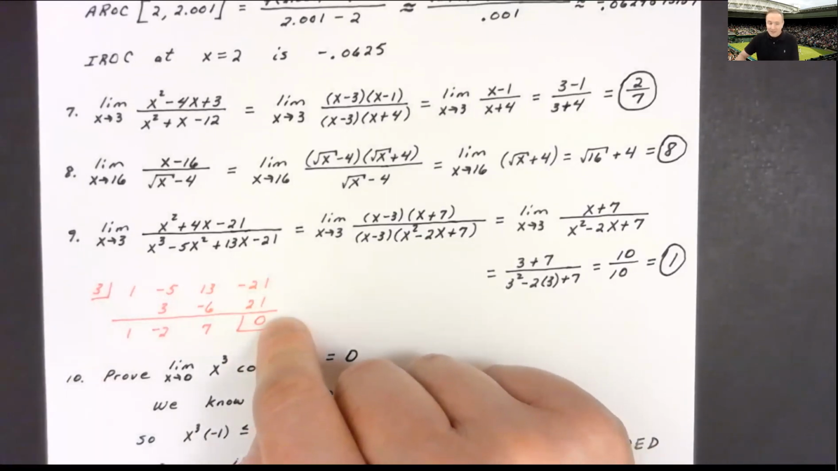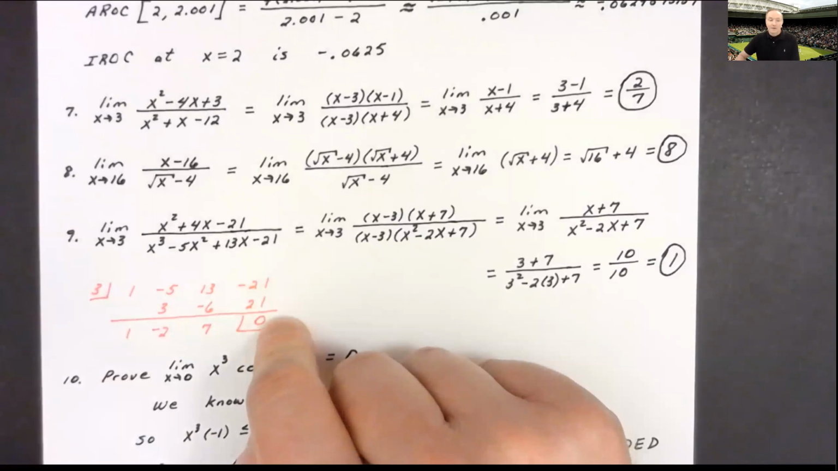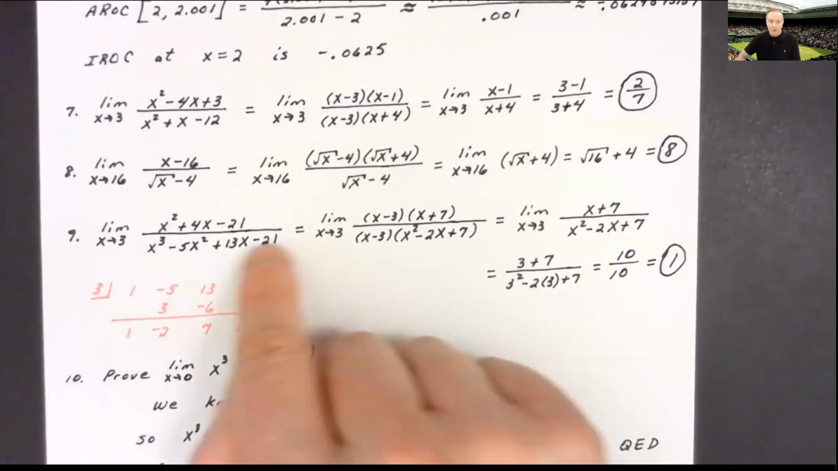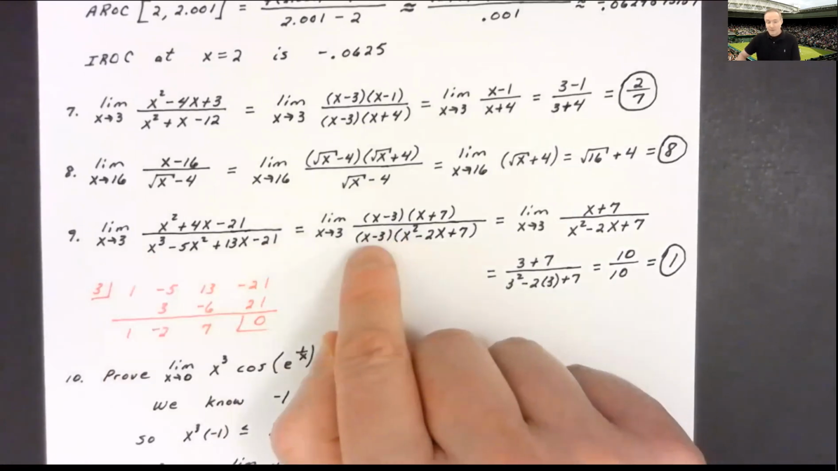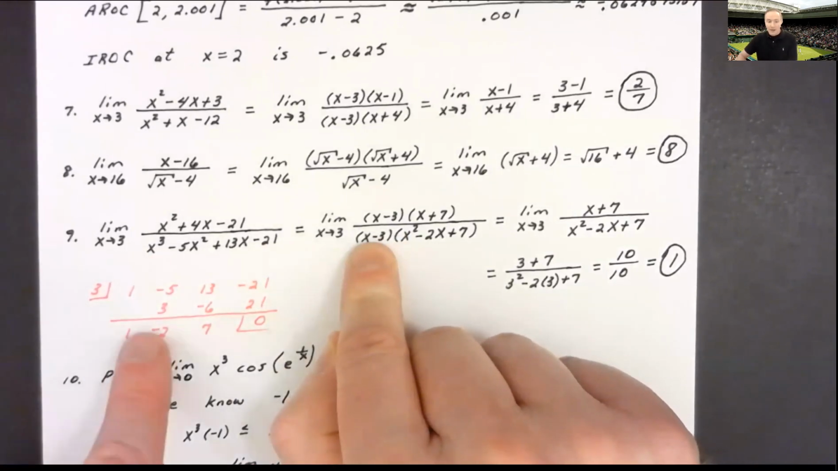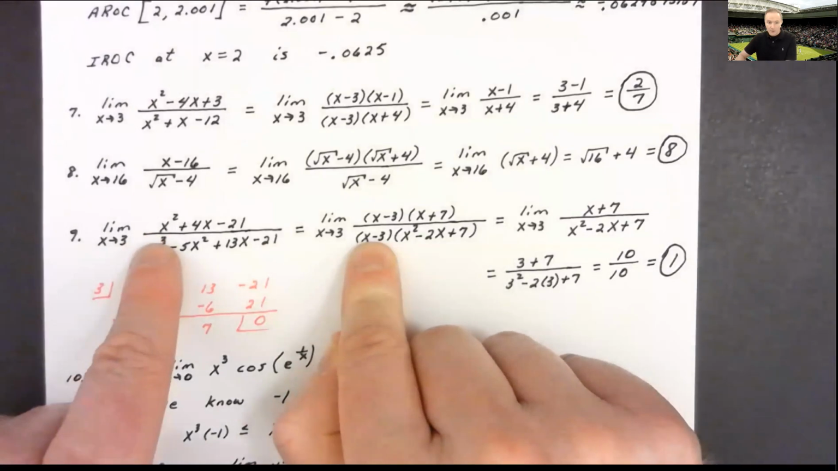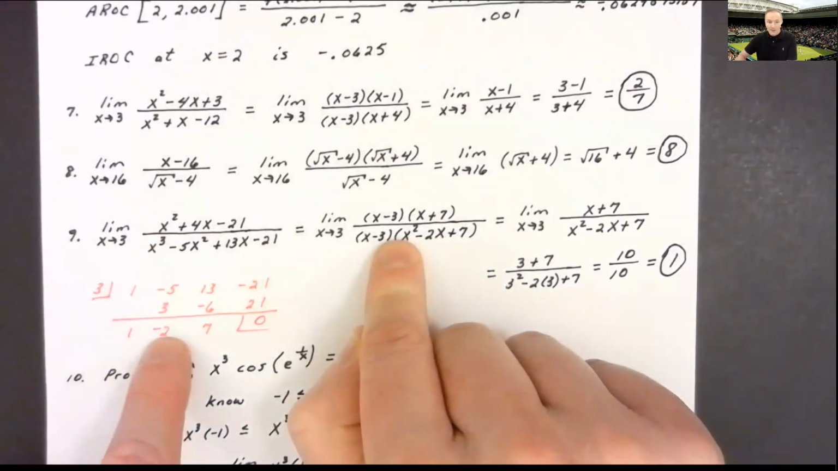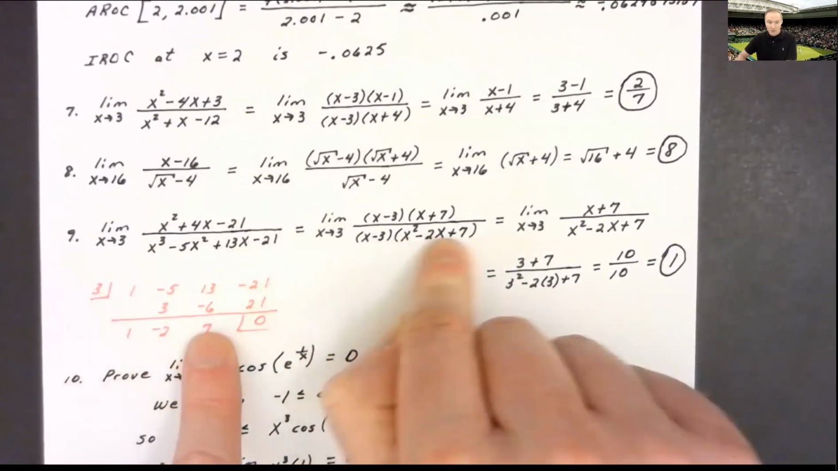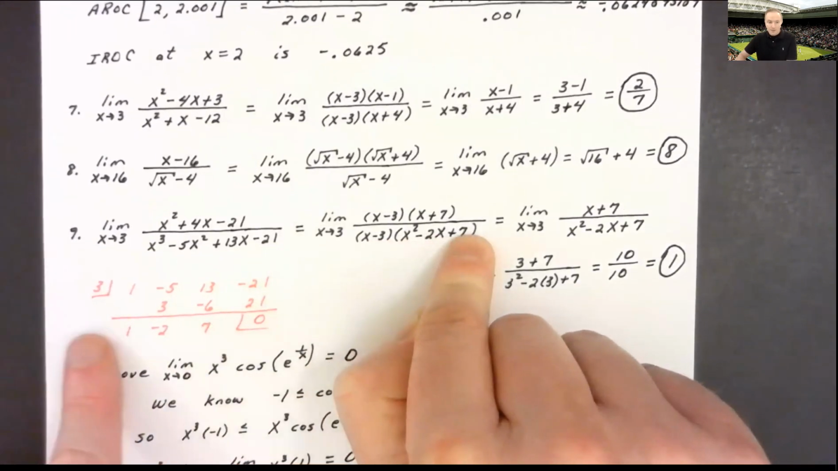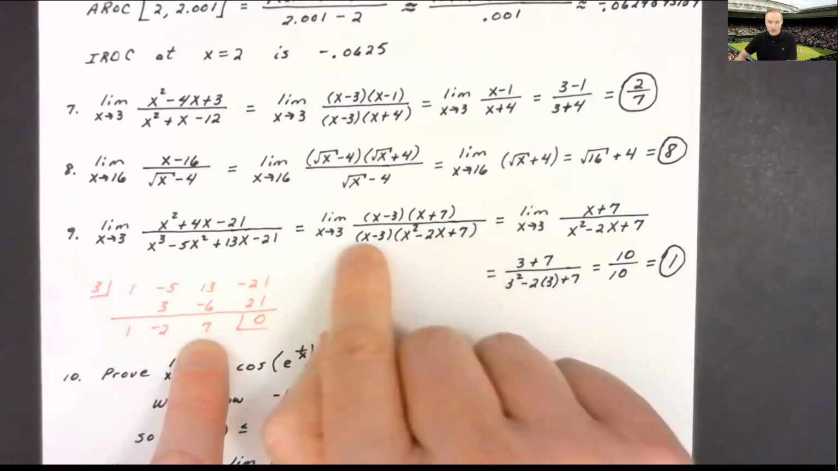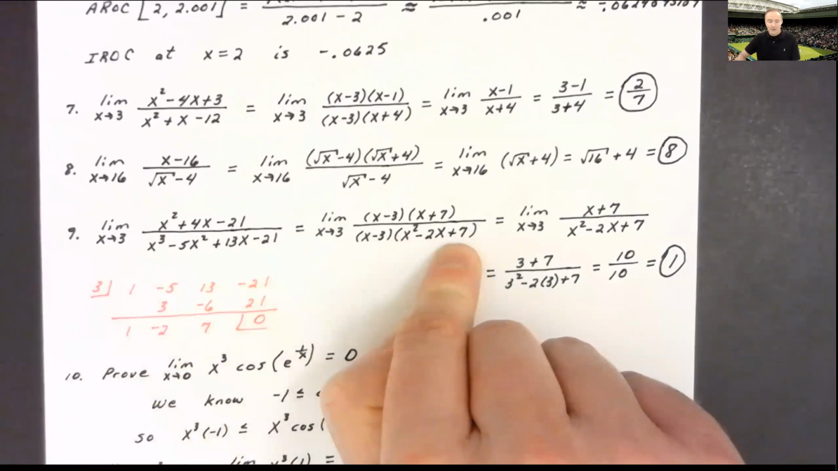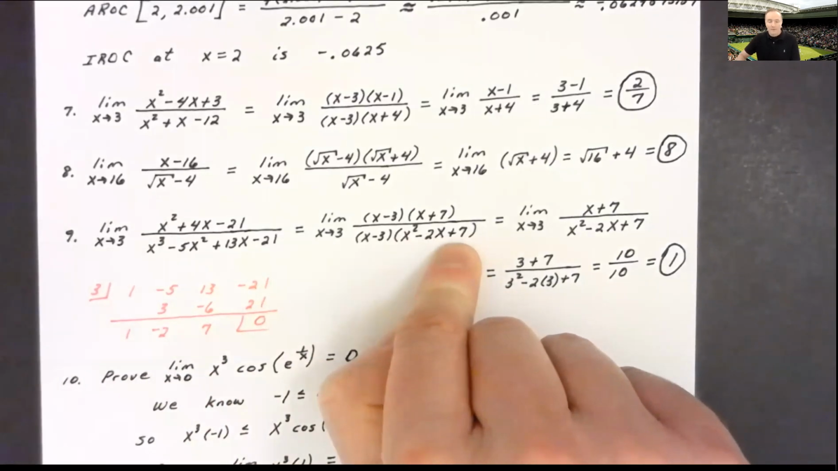Now, what that tells me is that, yes, 3 is a 0 of this polynomial, which tells me x minus 3 is a factor. The other factor is going to be 1 degree less, and it's going to have the coefficients 1x squared minus 2x plus 7. So I use the synthetic division to show me what my denominator factors to. It would be really tough to factor that otherwise, but possible.